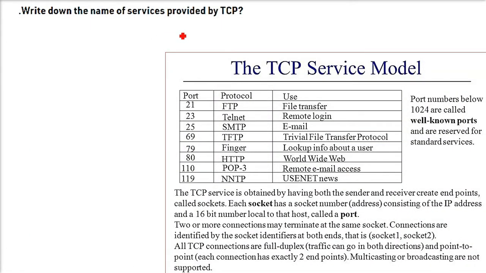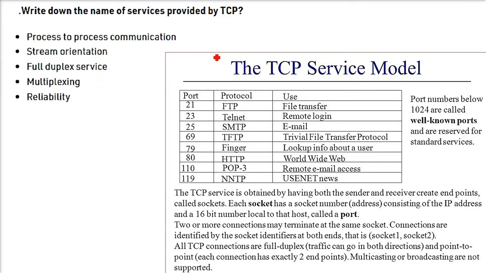Write down the names of services provided by TCP. Transmission control protocol provides a lot of services: process-to-process communication, because it is stream oriented, byte stream oriented. There is a full duplex service, multiplexing, and reliability. The main one is connection-oriented reliability.